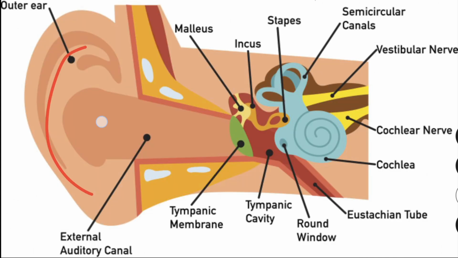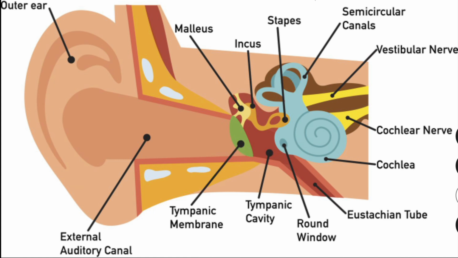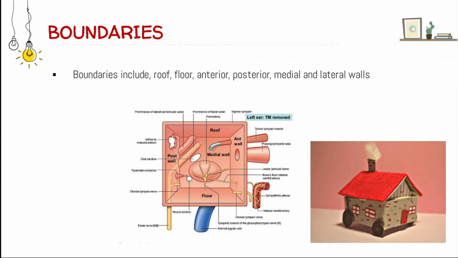In the figure, you can see that is your outer ear, external auditory canal. The green color is tympanic membrane, and this area is middle ear, where you can see three ear ossicles, malleus, incus, and stapes. This divides the middle ear into two spaces, that is tympanic cavity, which is lower to these, and upper area epitympanic recess. This is epitympanic recess area.